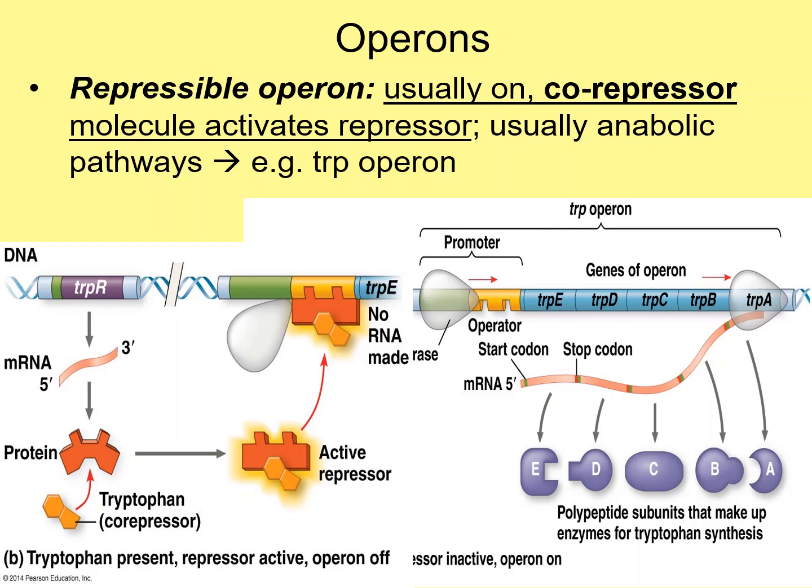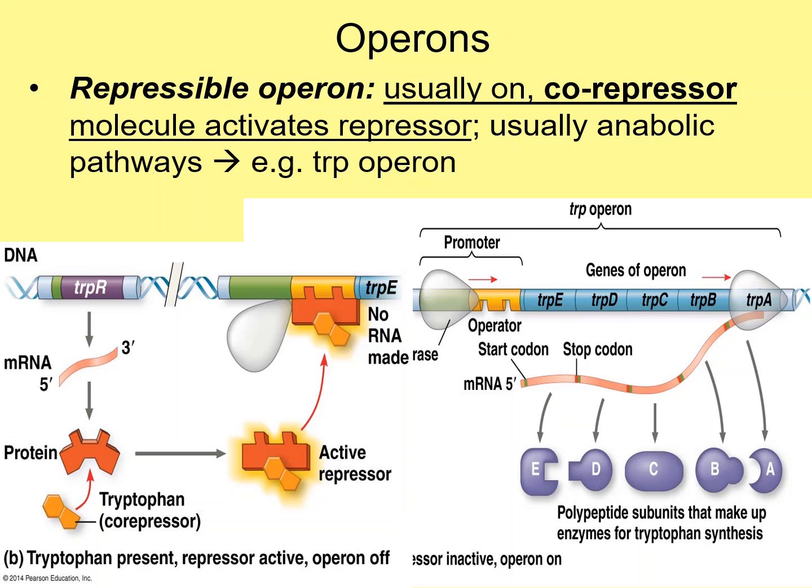So here we have an example of a repressible operon, the tryptophan or trp operon. And remembering, of course, tryptophan is one of our amino acids. So our repressible operons tend to be associated with anabolic pathways. You have to make something. And you usually need to make this something, whatever it is. In this case, it's an amino acid that you need to make in order to make protein.